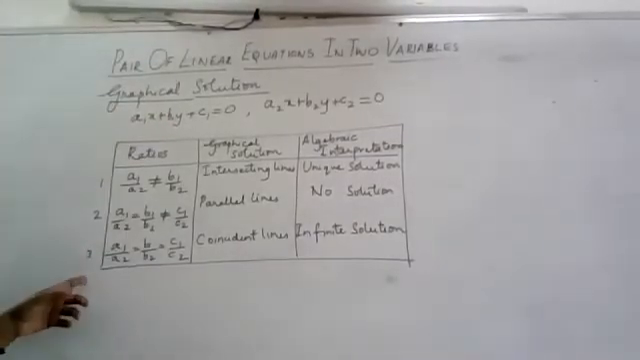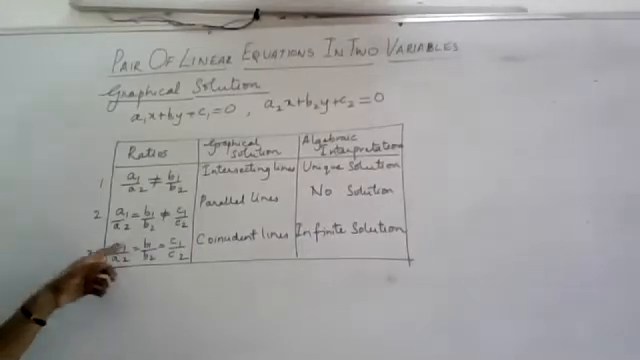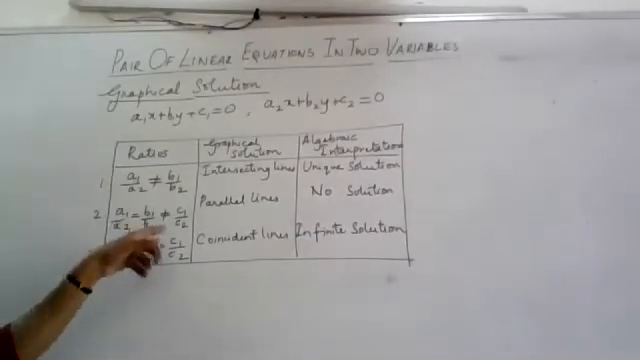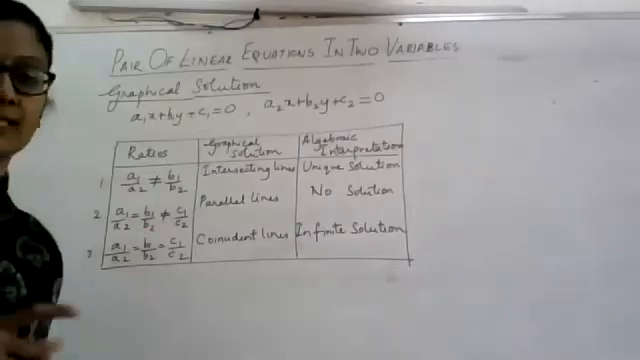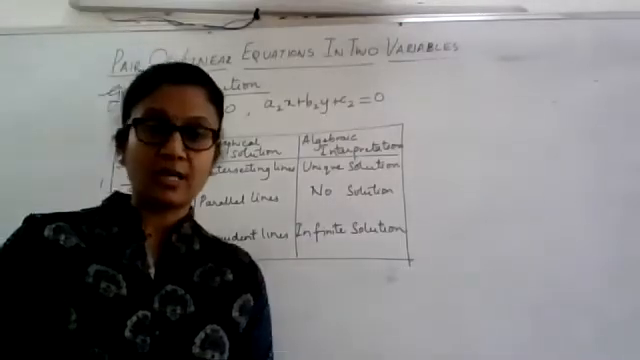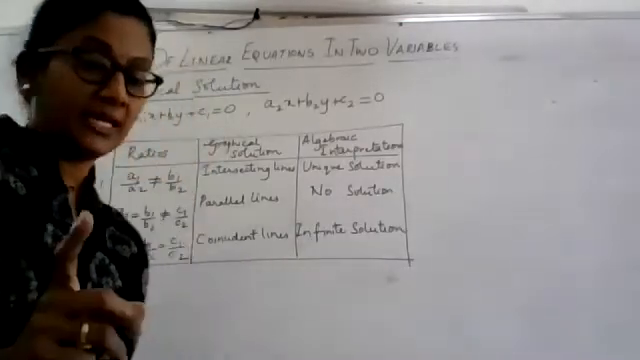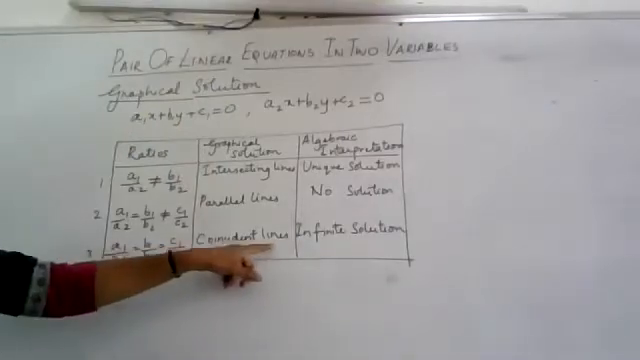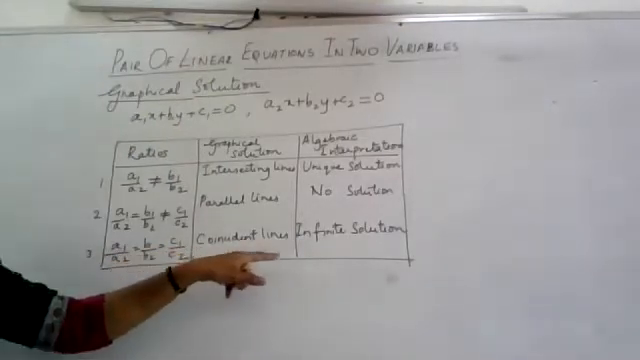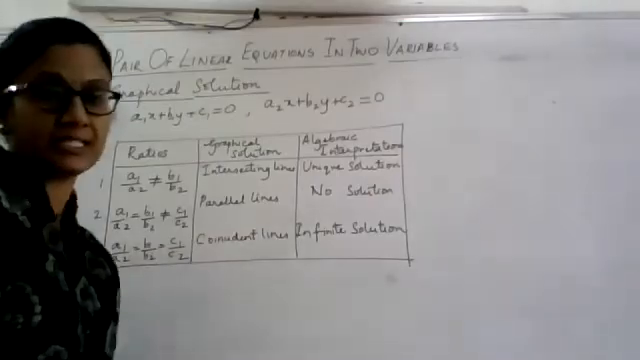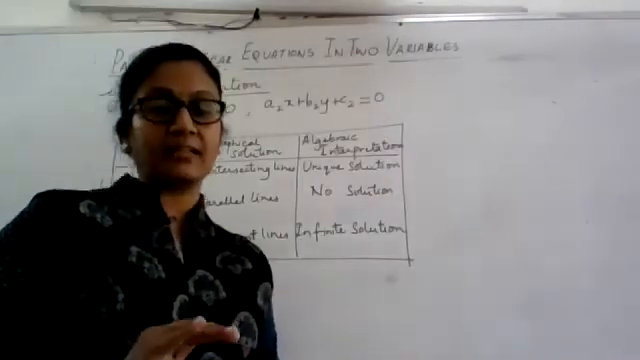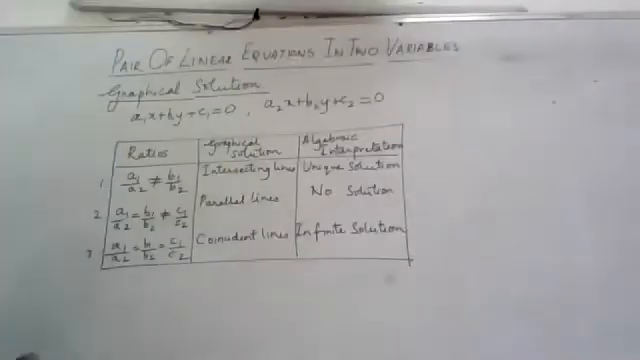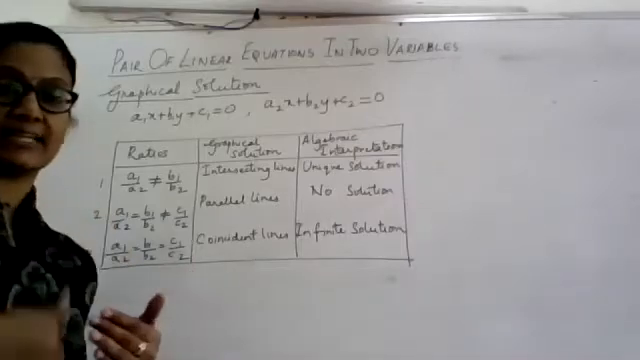Now moving on to the third condition, when A1 by A2 is equal to B1 by B2, which is again equal to C1 by C2. That means all the three ratios are mutually equal. In such a case, what I will get is coincident lines. What do you understand by coincident lines? One line will exactly lie over the other. So the lines will be the same. You will get the same line again for the first and the second equation.